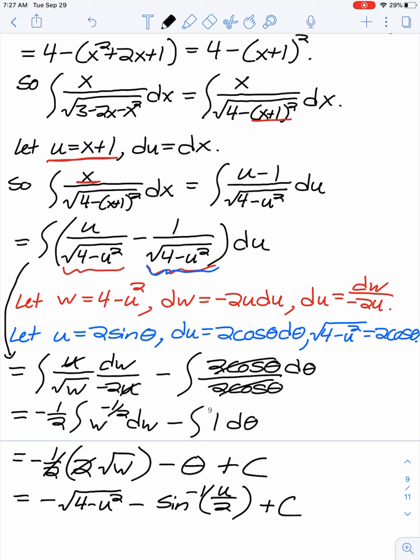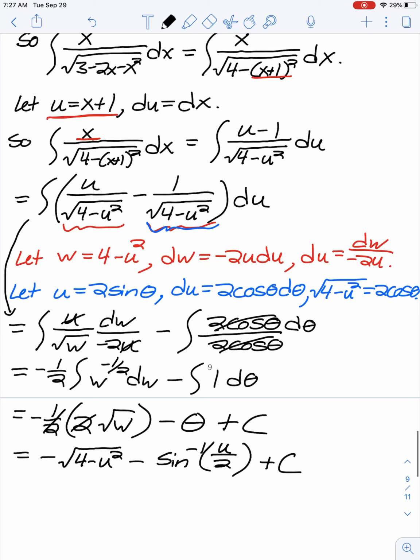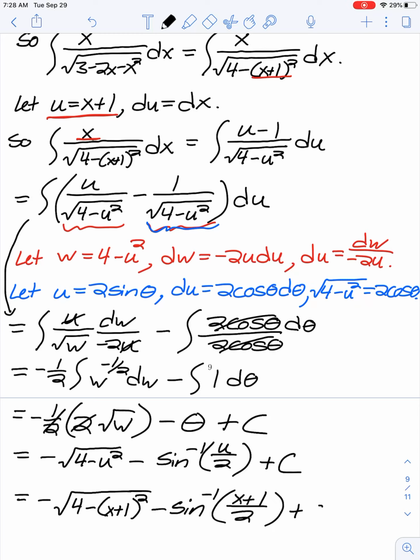And in the last step, to get back to an answer involving x, well, I'm going to take u, which was x plus 1, and substitute back into my answer here. So I have negative square root of 4 minus u, which was x plus 1, quantity squared, minus the sine inverse of u, which was x plus 1 all over 2, plus c.